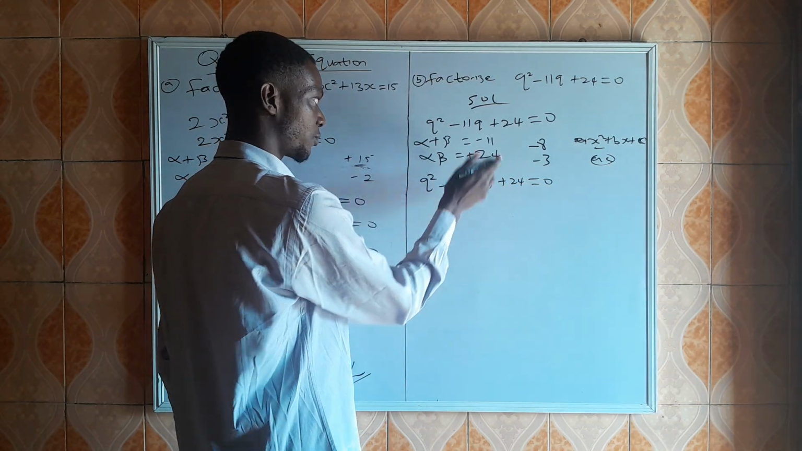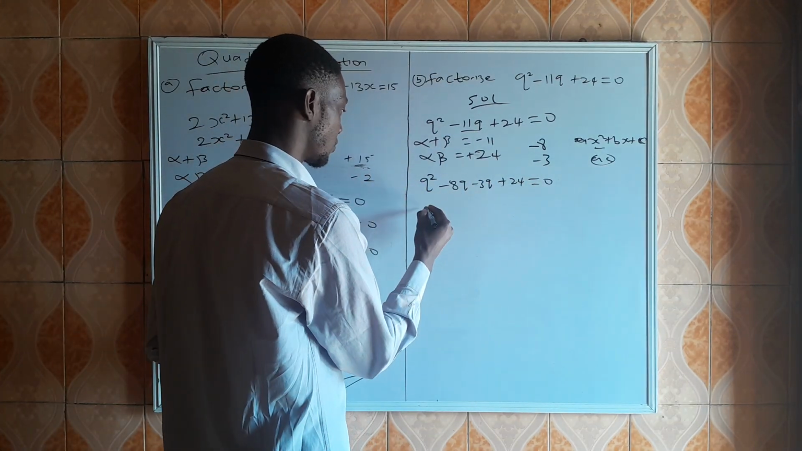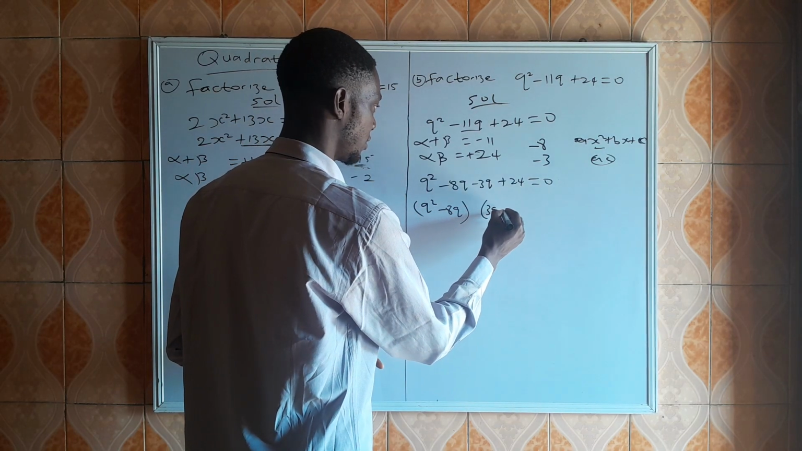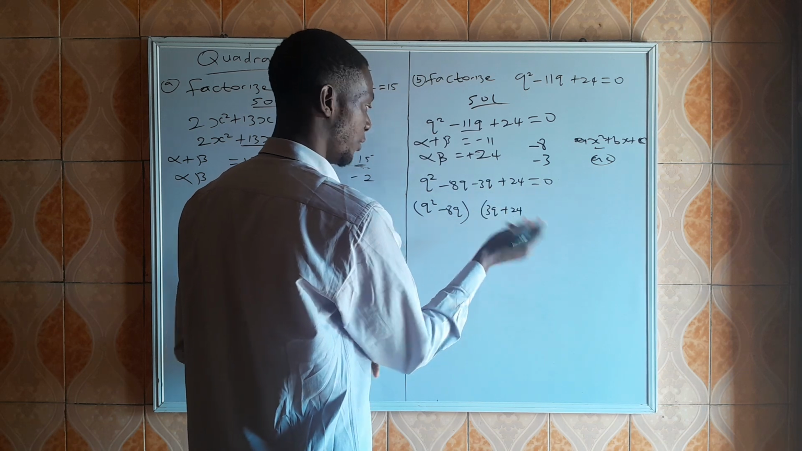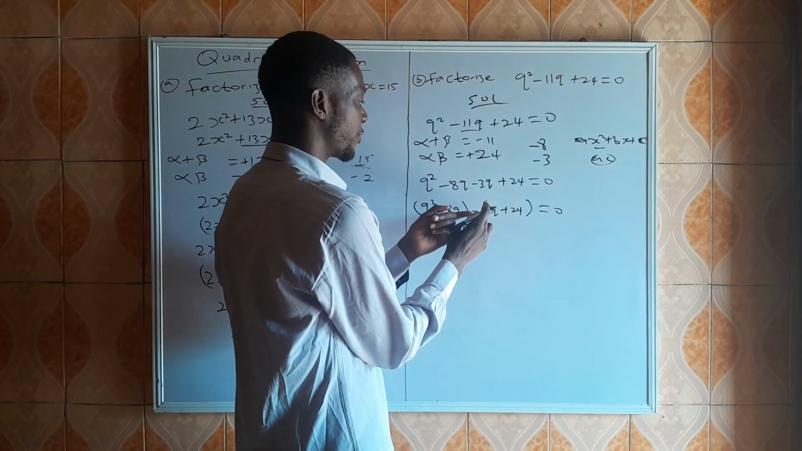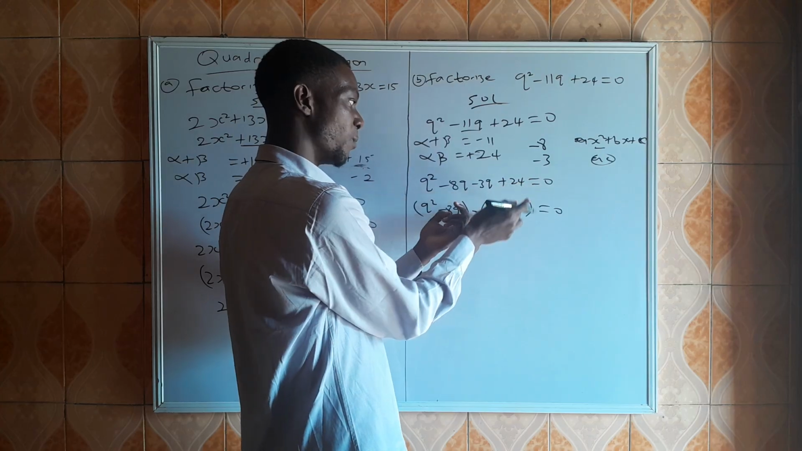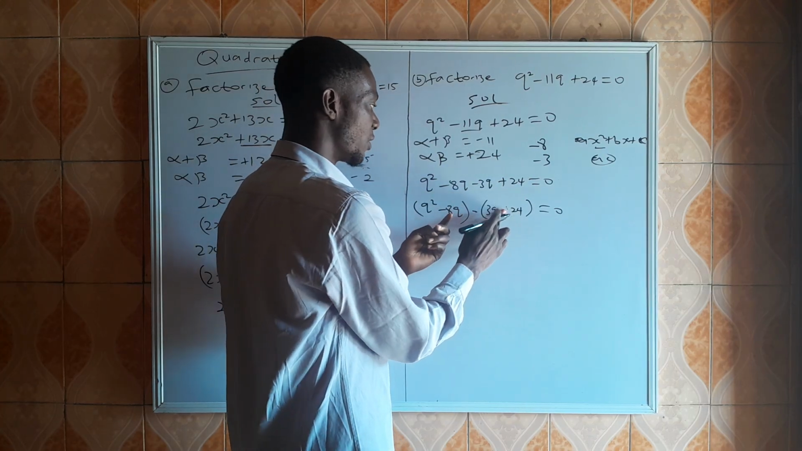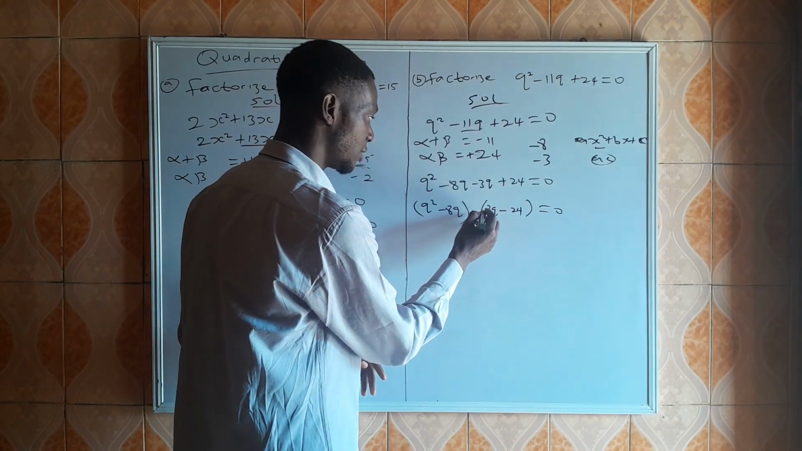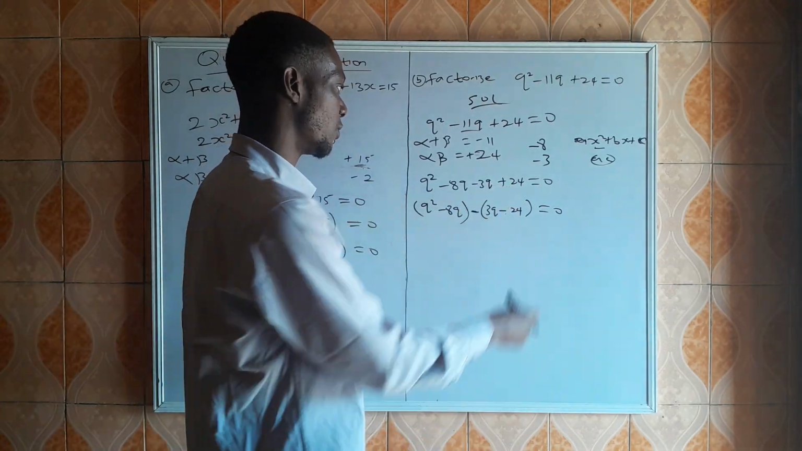Minus 8q minus 3q will give you minus 11q. So you bring the first two and the last two together. You have q squared minus 8q, and here minus 3q plus 24. Note, for the sign, if you put plus here, when you expand this expression, you have plus 3q, but what we need is minus 3q. So this has to be minus, so that when you expand this expression, minus times 3q will give you minus 3q, and minus times minus 24 will give you plus 24. This equals 0.